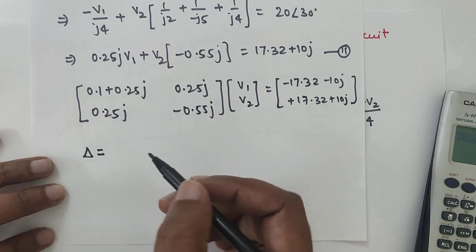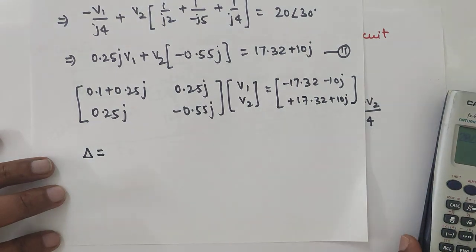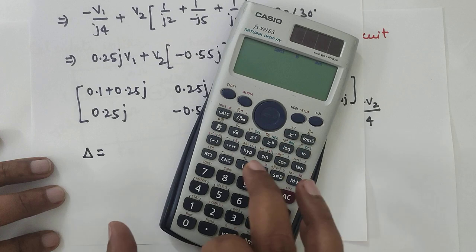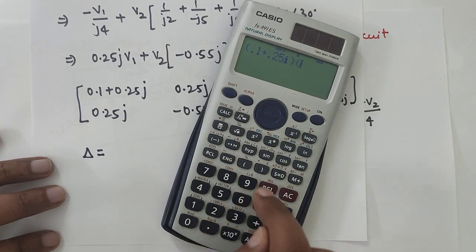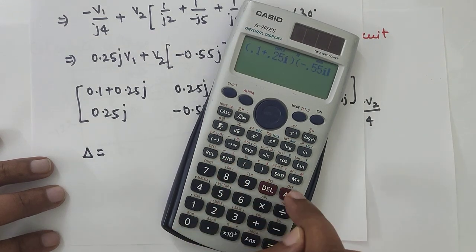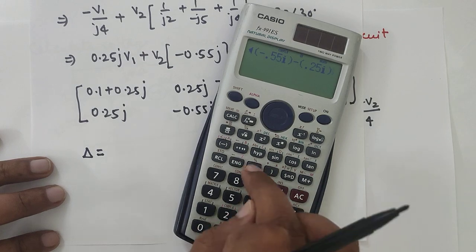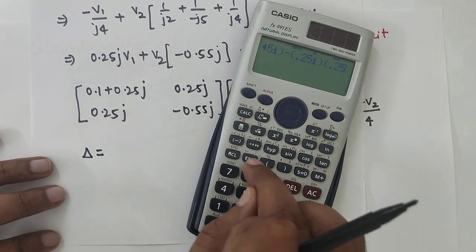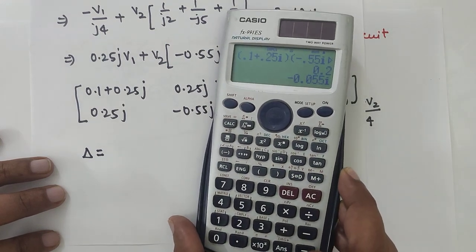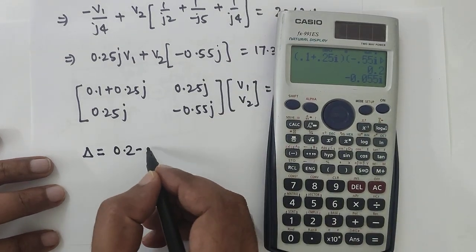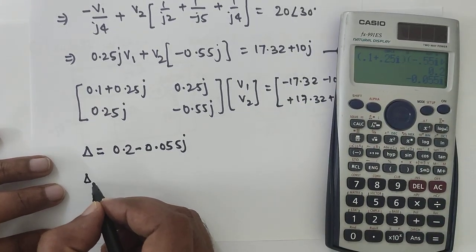So first of all, find out delta. What is delta? Delta will be this multiplication and minus this multiplication. So let's calculate the delta. We have 0.1 plus 0.25J multiplied by minus 0.55J, then minus 0.25J into 0.25J. So this will become delta, which is the determinant of this matrix. So 0.2 minus 0.055J.